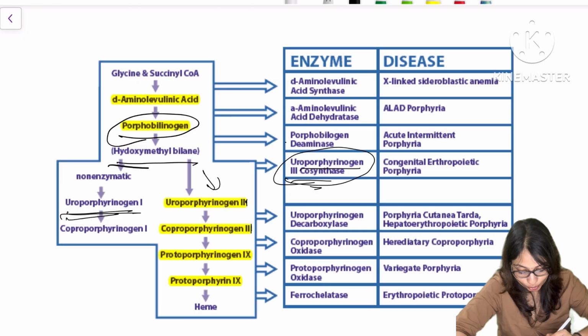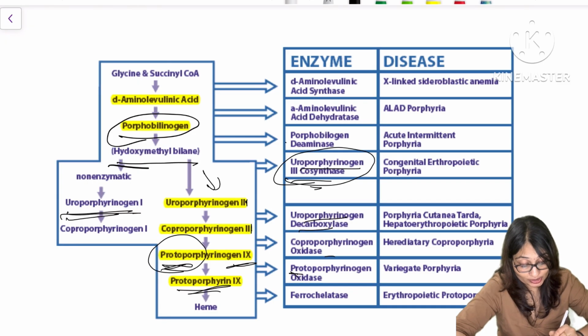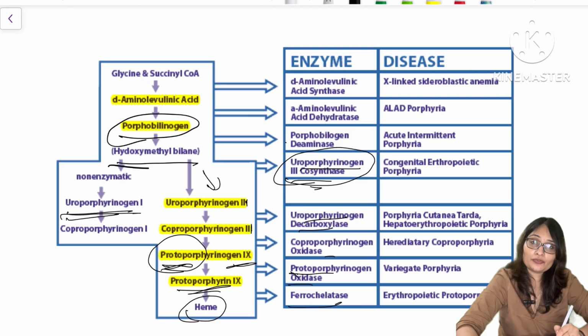Then uroporphyrinogen 3 gets converted to coproporphyrinogen 3 by the enzyme uroporphyrinogen decarboxylase, and coproporphyrinogen 3 gets converted to protoporphyrinogen 9 by the enzyme coproporphyrinogen oxidase, and protoporphyrinogen 9 gets converted to protoporphyrin 9. The enzyme is protoporphyrinogen oxidase, and finally we get heme from protoporphyrin, and the enzyme is ferrochelatase.